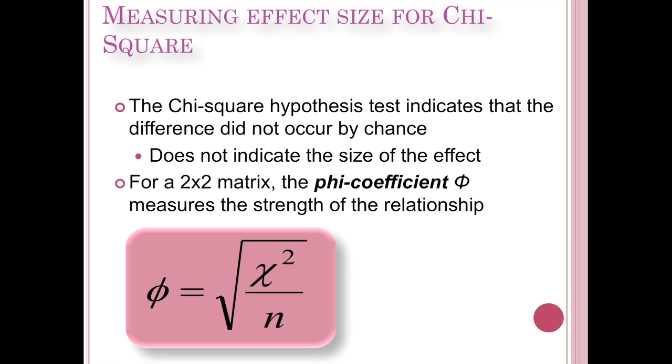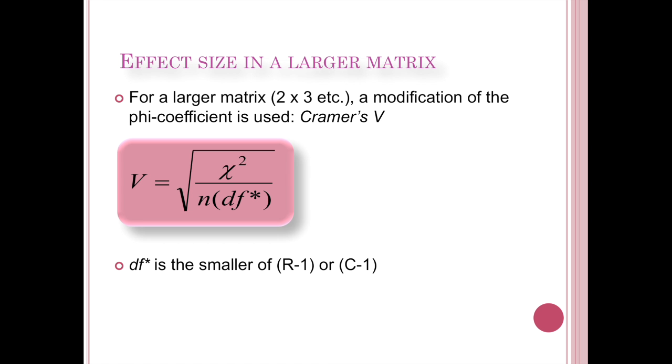And again, for a 2x2 matrix, which is what we just did, you can use a phi coefficient to measure that strength. How much does it show the relationship between however much education I have and my family size? For larger matrices, 2x3, 3x9, you have to use a Cramer's V. Again, with Cramer's V and the phi coefficient, we're just trying to measure the effect size. For Cramer's V, you take the square root of the chi-square divided by n times the degrees of freedom, and you use the smaller of the row minus 1 or the column minus 1.